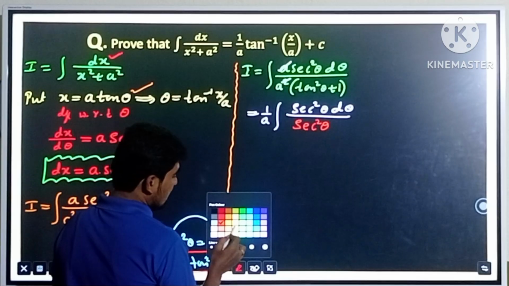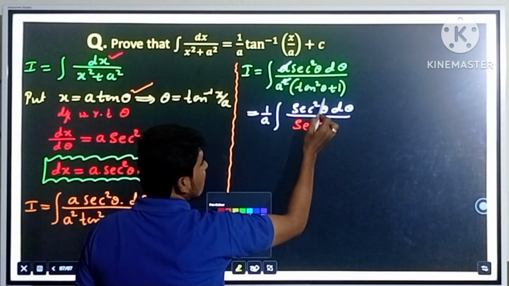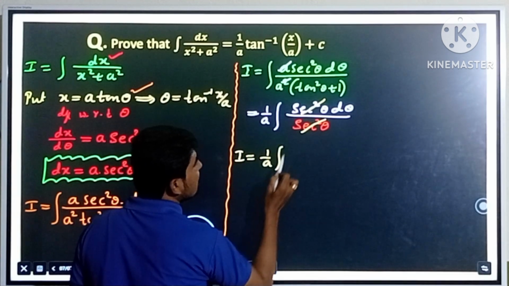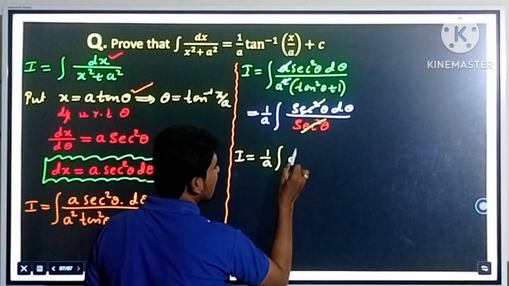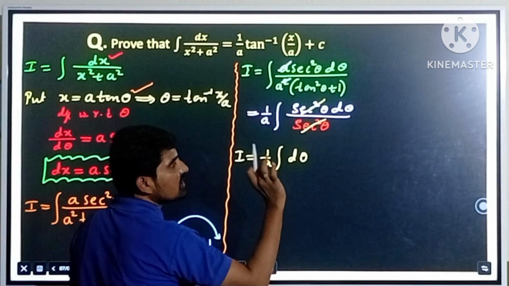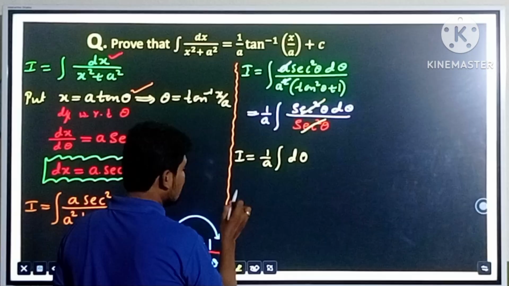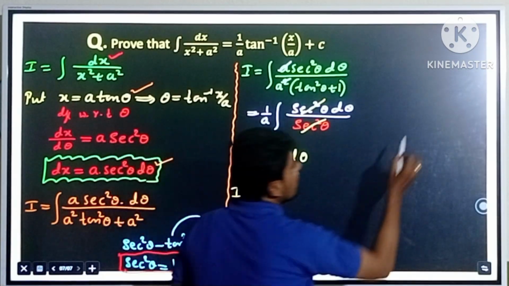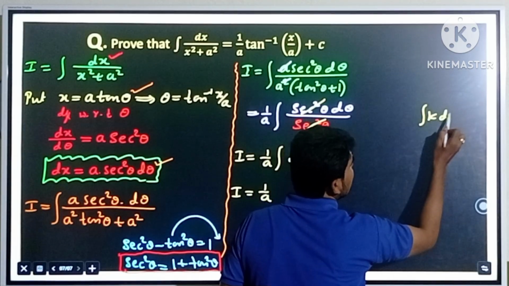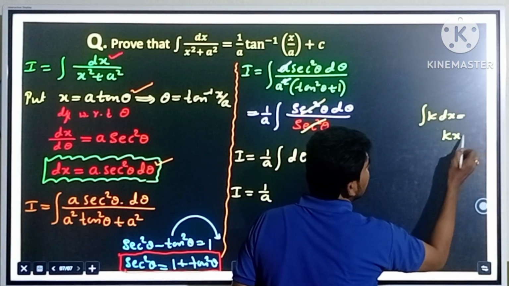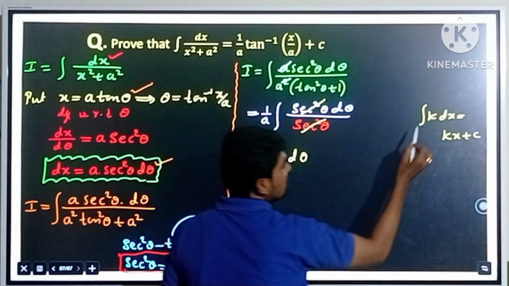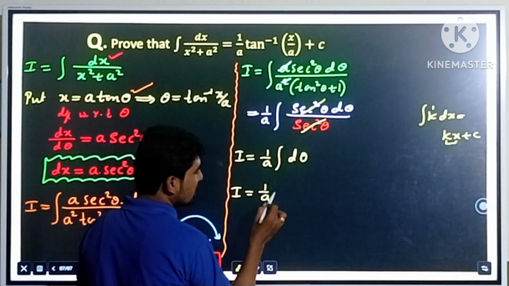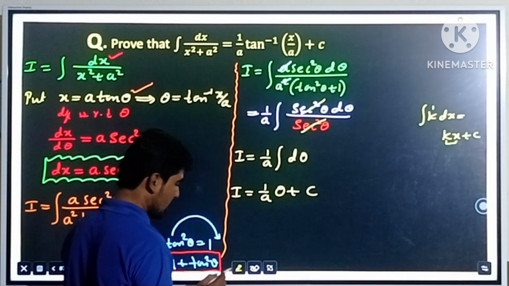Now in the next step, I can cancel the secant square theta from the numerator and denominator. Therefore, I is equal to 1 by a into the integration of 1 into d theta. What is the remaining thing? Because secant square theta gets cancelled, d theta remains. So therefore, I is equal to 1 by a into, we know that integration of k dx is equal to k into x plus c. Therefore, if I consider k equal to 1, integration of 1 dx is 1x plus c. Therefore, integration of d theta is theta plus c. I hope all of you are understanding.